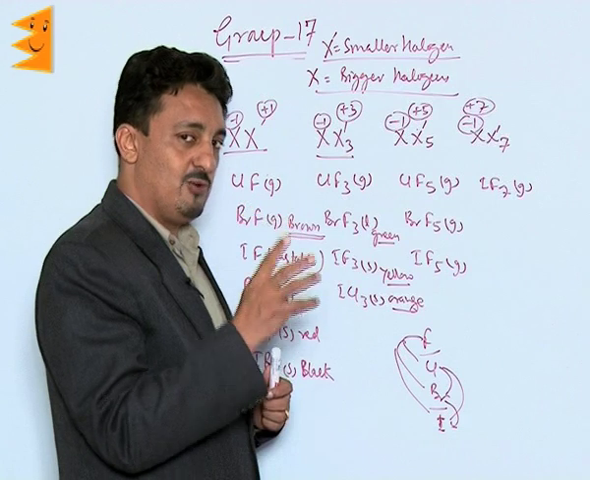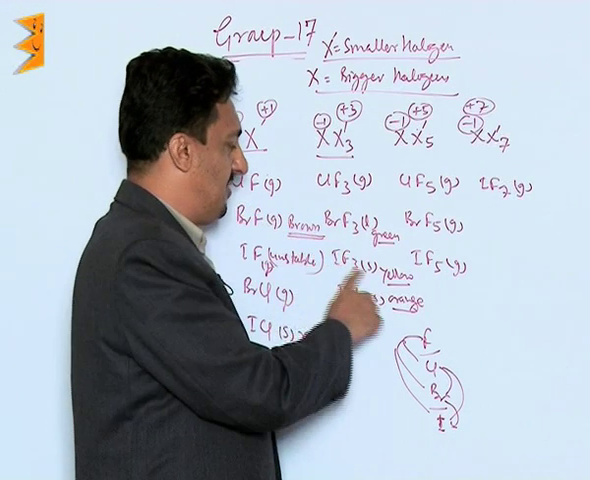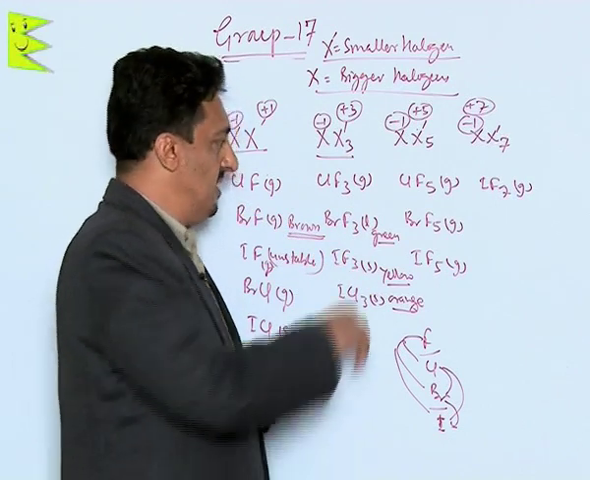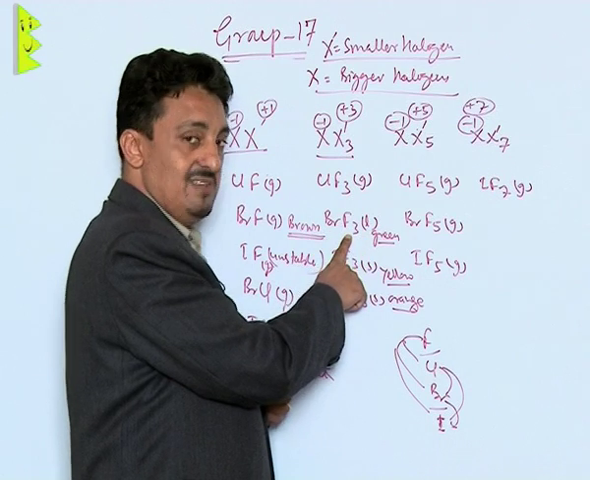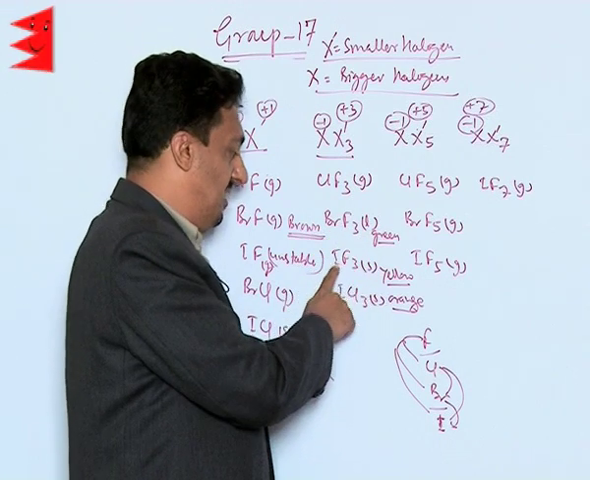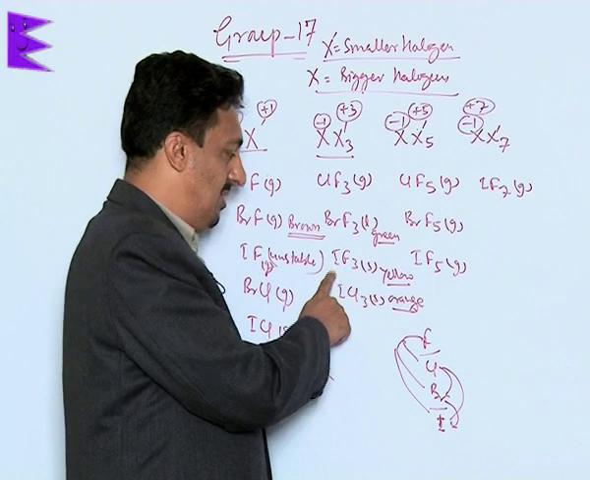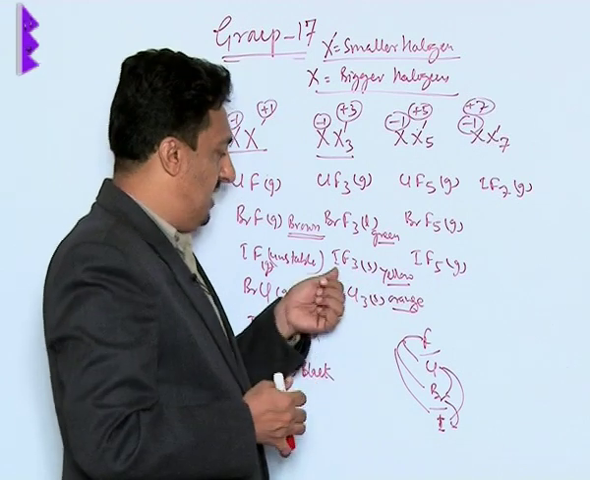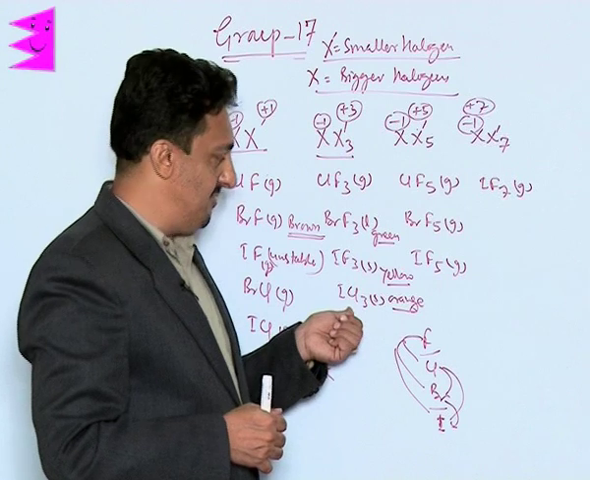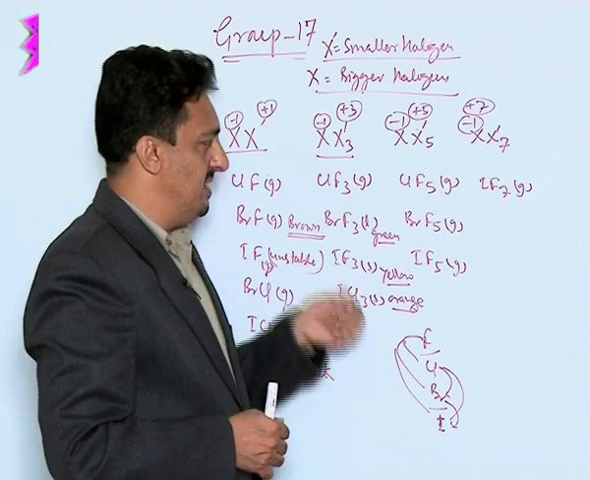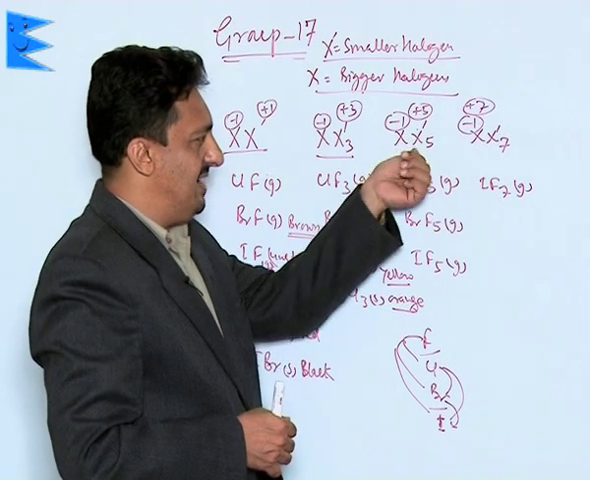So we mainly have four XX'3 compounds: ClF3, BrF3, IF3 and ICl3. ClF3 is a gas, BrF3 is a green colored liquid, whereas IF3 and ICl3, because of the iodine, are solids. IF3 is yellow colored, and ICl3 is orange colored. Now then we can have XX'5.